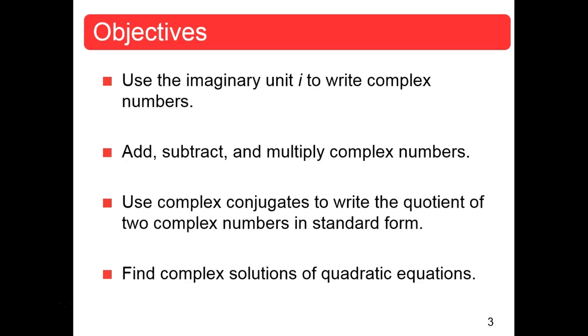So quickly, the objectives here are use imaginary unit i to write complex numbers. We'll add, subtract, and multiply complex numbers, or at least I'll show you how to do that. We'll use complex conjugates to write the quotient of two complex numbers in standard form.